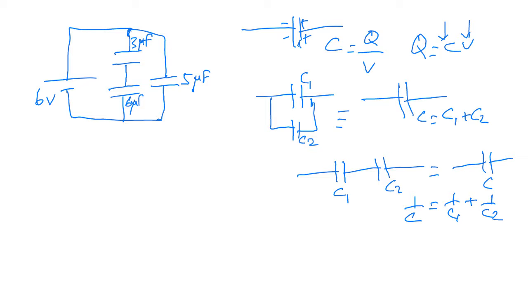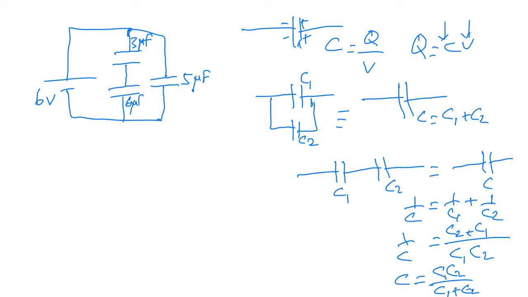One thing you have to be careful about: when you do 1 over C1 plus 1 over C2, what you get is 1 over C, and then you need to flip it to get C. If you go through the algebra, the common denominator is C1 C2, and you end up with C2 plus C1 on the top, and then I have 1 over C. Now if I flip it, C is equal to C1 C2 divided by C2 plus C1, which is the same as C1 plus C2.